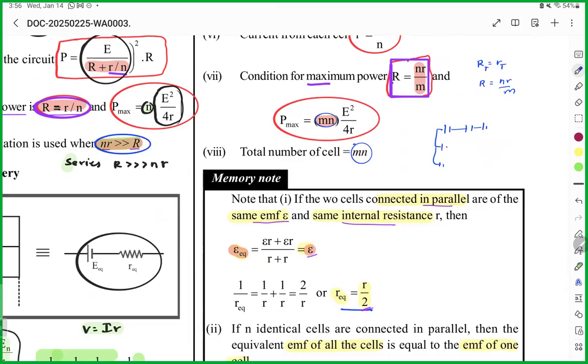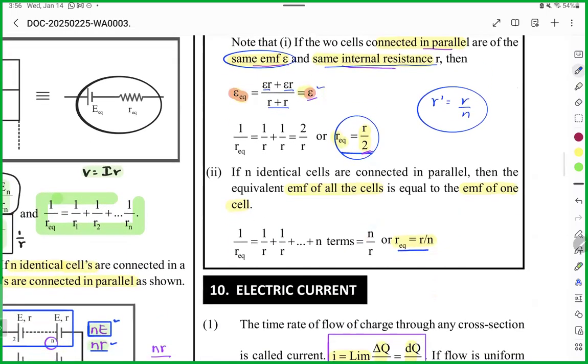If two cells are connected in parallel, there is the same EMF and the same internal resistance R. So what will be the total EMF? It will remain the same, because we said in case of parallel, EMF remains the same. Resistance in parallel will reduce. Resistance in parallel will be n times less. Got it? N times less. The same thing is given here.